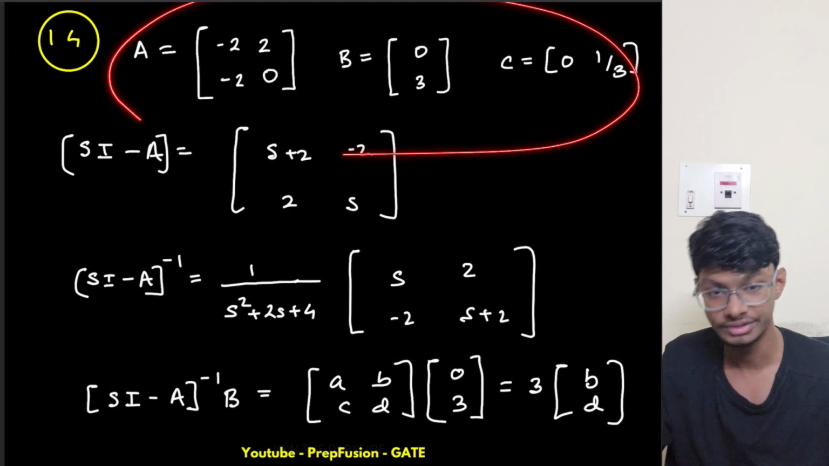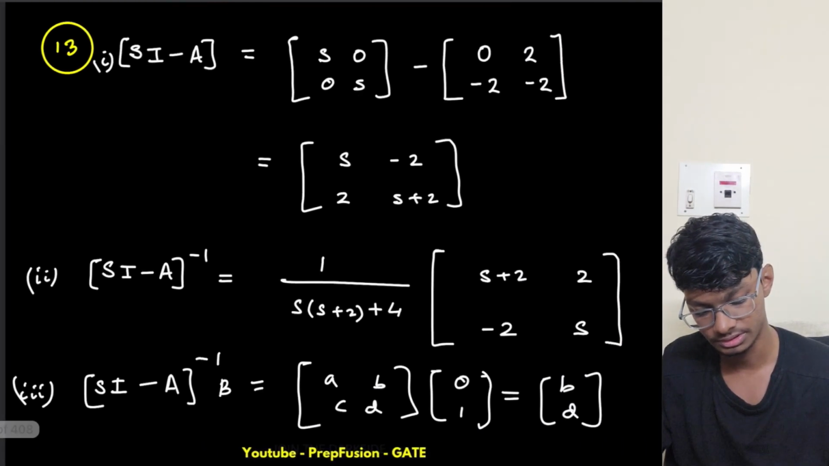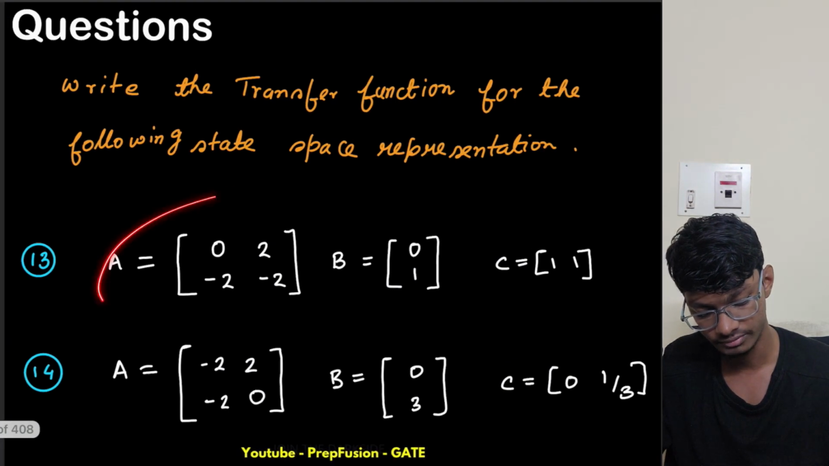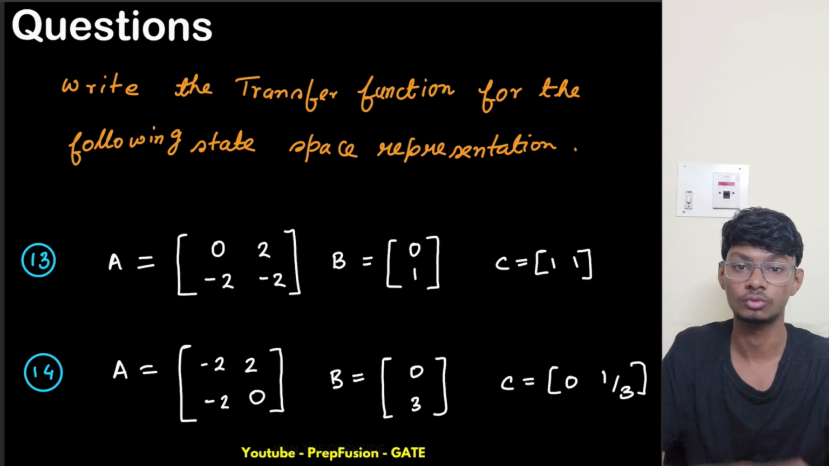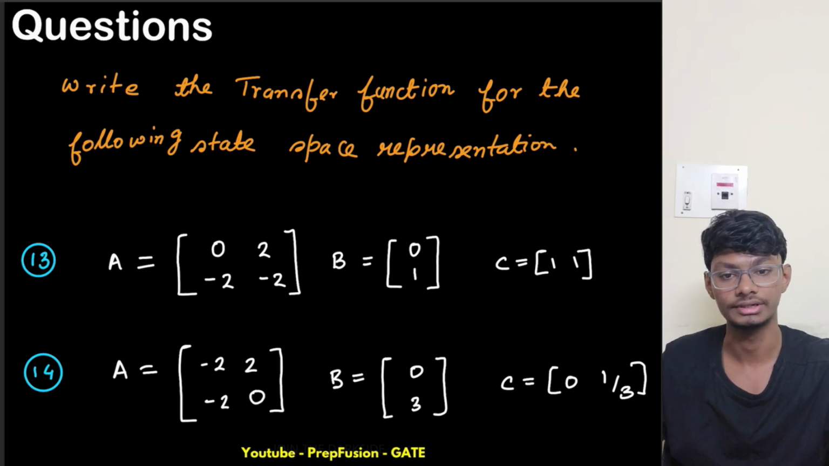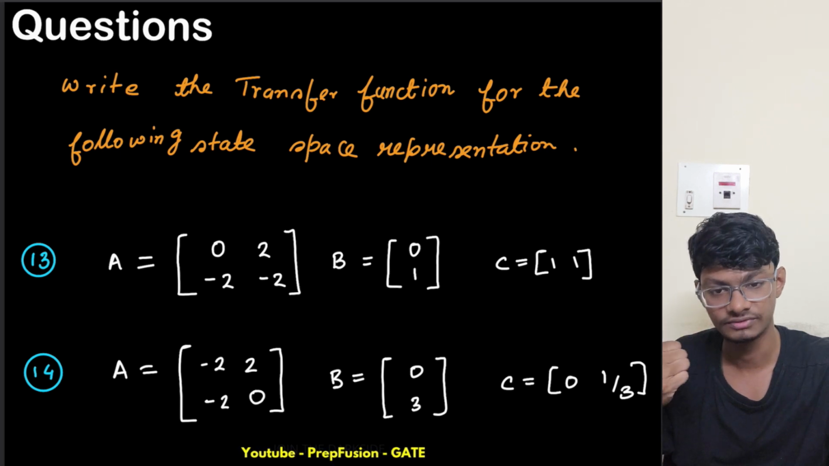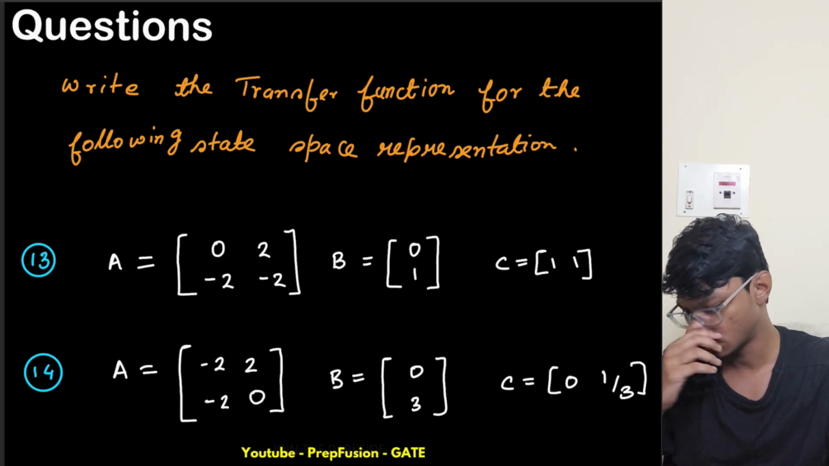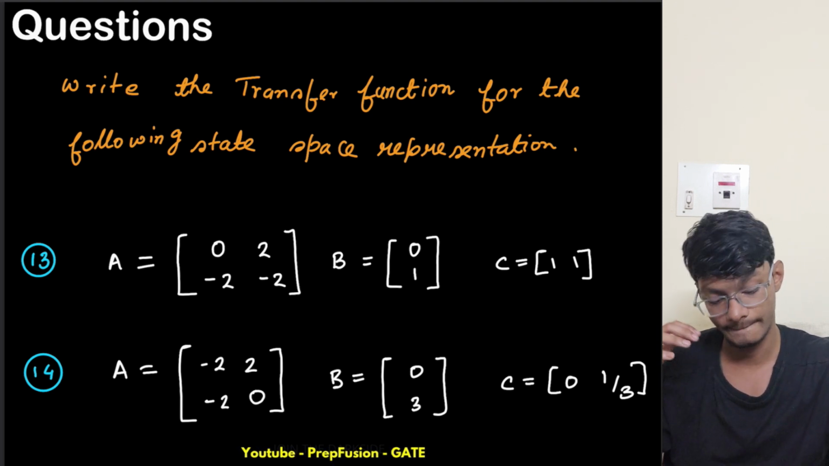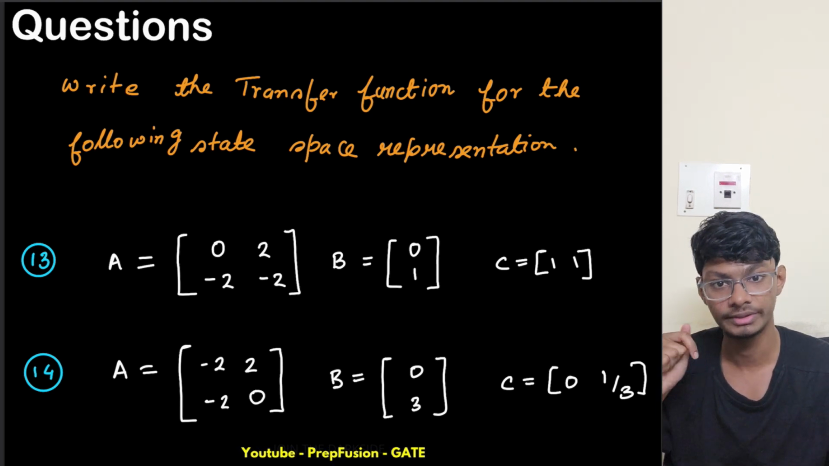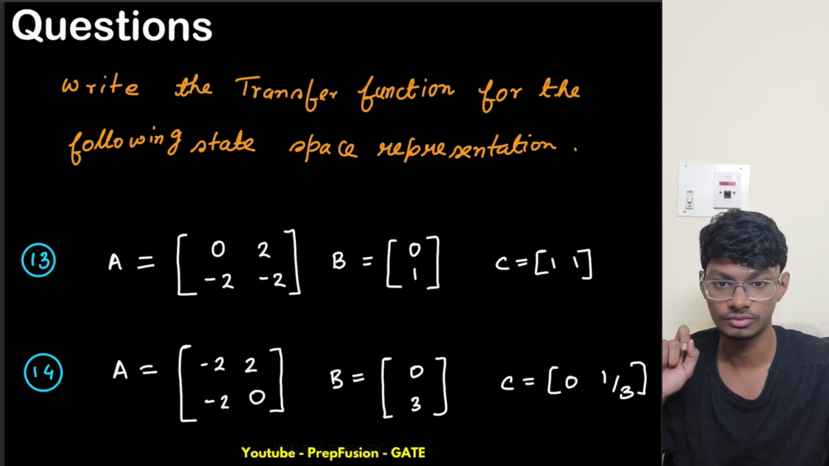So it may happen that I will get the same transfer function even if my state space equations are different, right? The matrices are different here and in this case. Even though they are different, I am getting the same transfer function. Why? As I told you at the starting of the lecture, even if my state space equations are different, my transfer function will be unique, but state space equations are not unique.